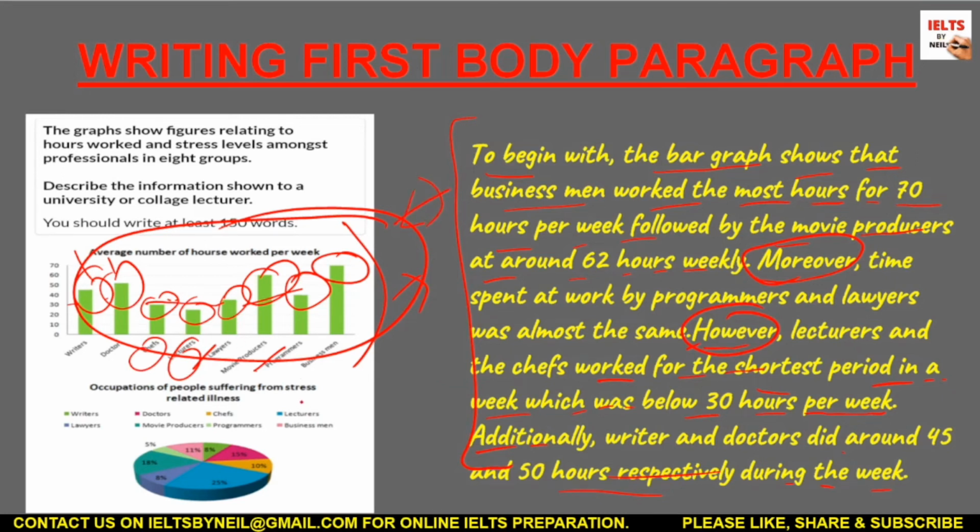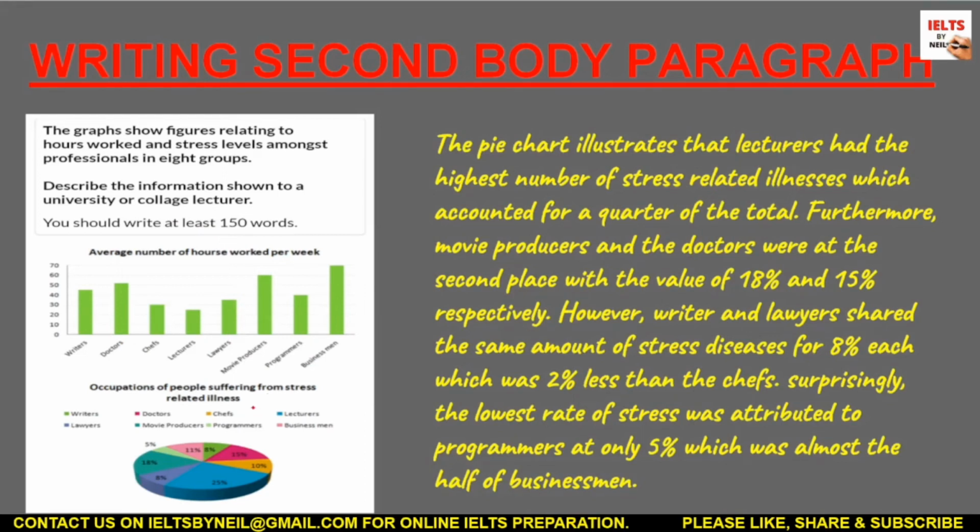Now let's move on to the second paragraph, in which we're going to cover the second one, the pie chart, right? So if you have a look at this pie chart now, it says the pie chart illustrates that lecturers had the highest number of stress related illnesses, which accounted for a quarter of the total. So what is a quarter? A quarter is 25% of the total. Okay, total is 100%, so a quarter will be 25%. So rather than writing a numeric value, I've just said a quarter of the total, right?